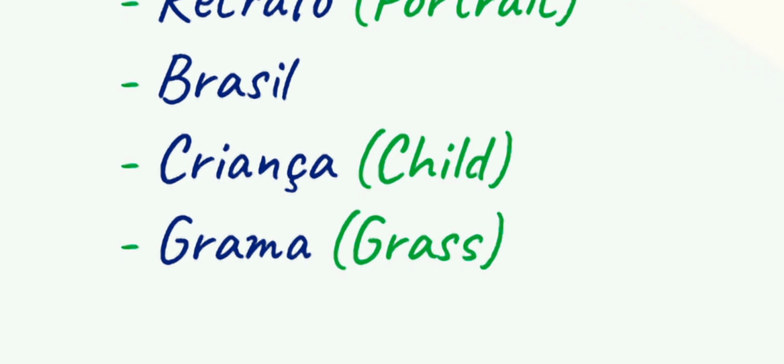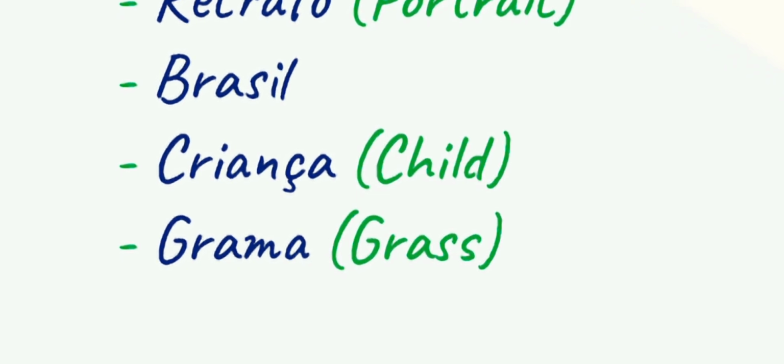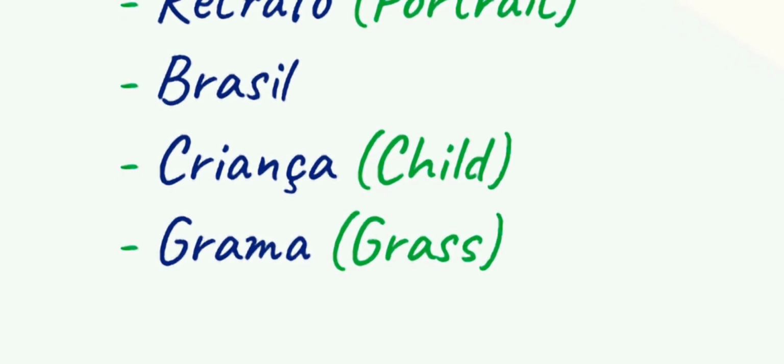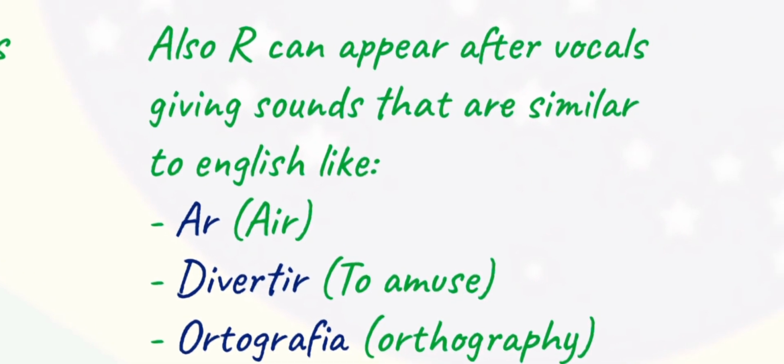We have criança. Oh, look there. We have the cedilha. Criança, that's child. And we have grama, that's grass. Grama. Also, R can appear after vowels, giving sounds that are similar to English, like ar, that's air.